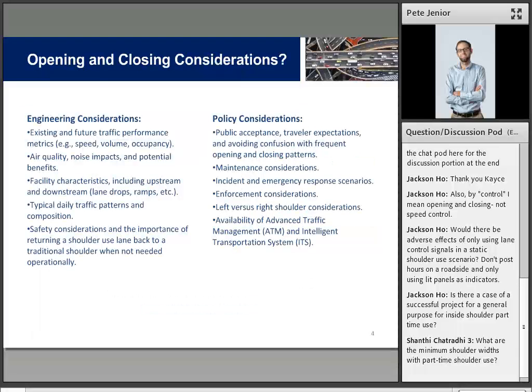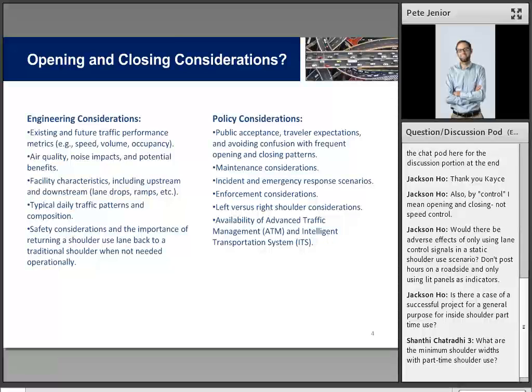What are some of the considerations that go into opening and closing a shoulder, either on a day-in, day-out basis or on a one-time basis? In other words, when an agency decides whether they're going to do this or not on a given freeway. There are, of course, engineering considerations.